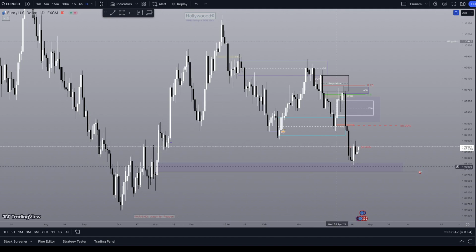You always expect a soup and a double bottom, or a sweeping of the first low that happened in the fair value gap. You want to see this really swept. You want to see this swept here before you go long, if you want to go long, into this zone.